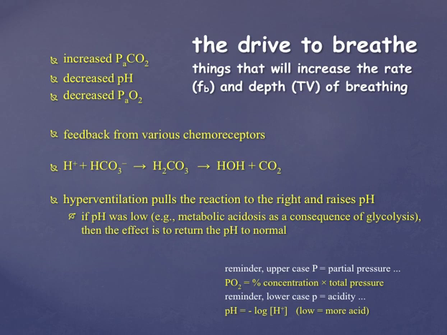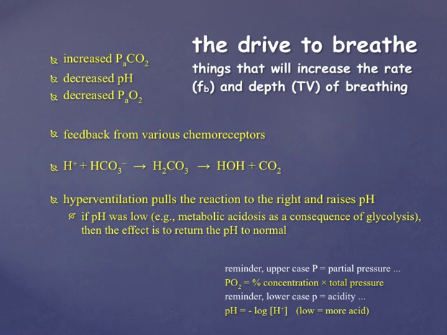So, if we have an excess of hydrogen ions, let's start at the left of this equation. If you have an excess of hydrogen ions, glycolysis is going on, you're producing lots of hydrogen ions from the lactic acid. We're going to do more buffering. We're going to produce more carbonic acid. So I'm moving across to the right. If we produce more carbonic acid, more of it is going to break down into water and carbon dioxide. We're going to have more carbon dioxide in the blood.